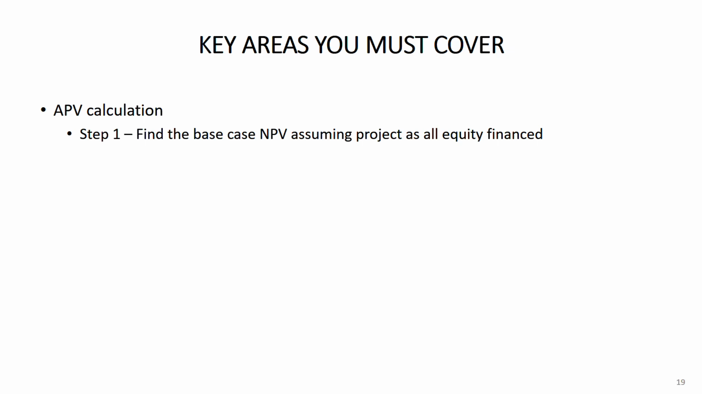So find the base case net present value that you could do. The main thing is assuming the project is all equity financed. You are not taking debt into account. Debt you are taking in step 2. You have to assume it's all equity financed. All equity financed means what? Ungeared. So you have to find the ungeared cost of equity.